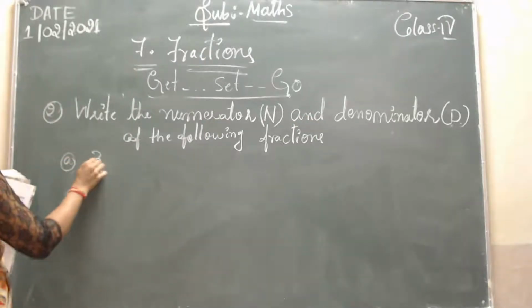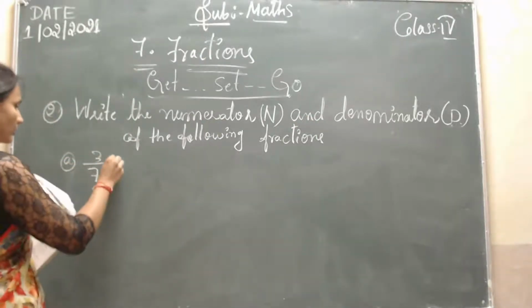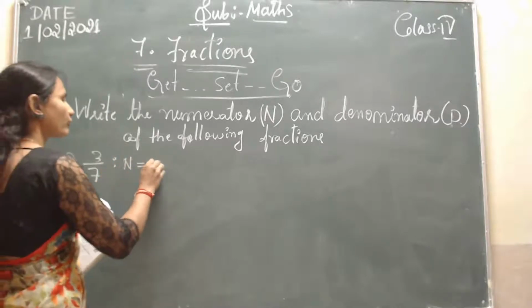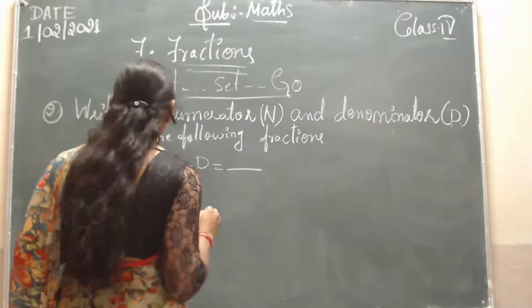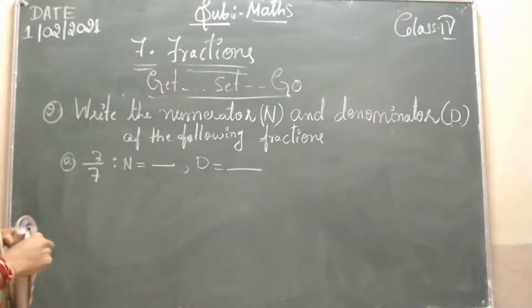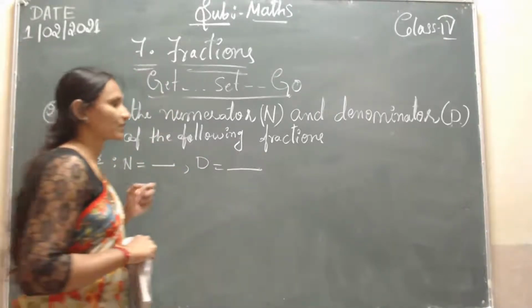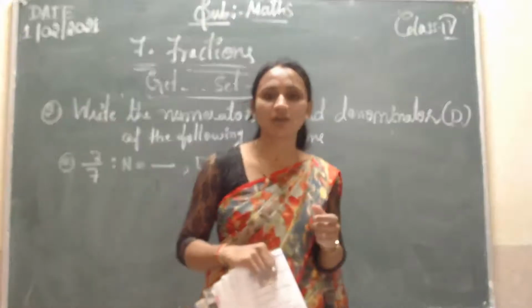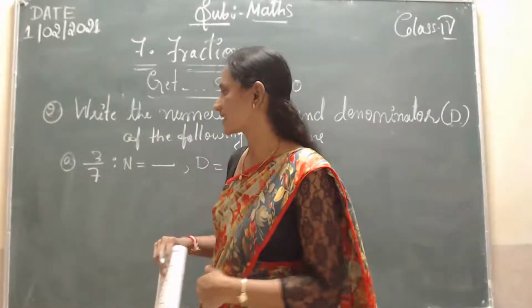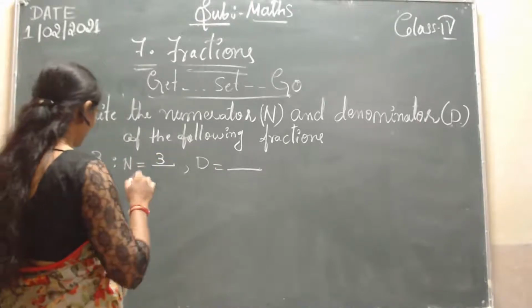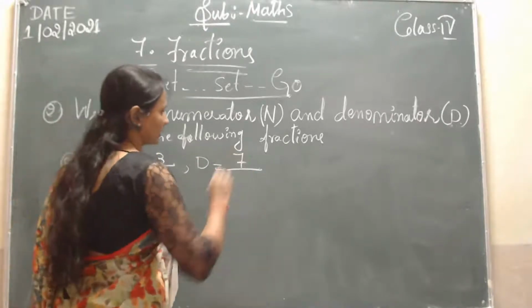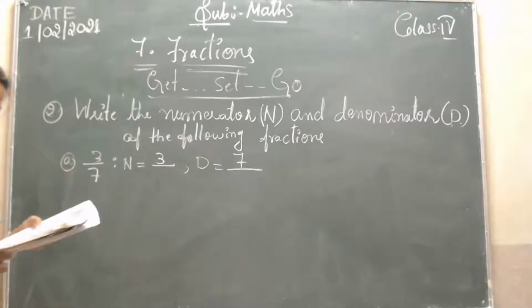So it's 3/7. You have to write the value of the numerator and the value of the denominator. You already know a fraction is equal to numerator by denominator. So 3 is the value of the numerator, and 7 is the denominator. This is a very easy example, students.